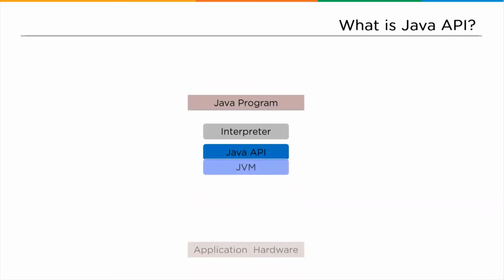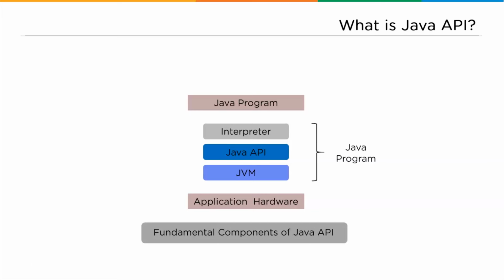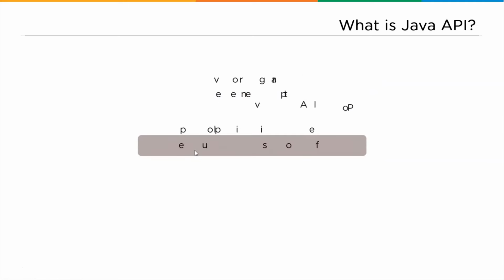On my screen, you can see a pictorial representation of the Java API's architecture. At first, we have the Java program on the topmost layer. This segment will have the user-written program in user language. Followed by that, we have the interpreter, Java's API, and the Java Virtual Machine, which are responsible for reading and compiling the Java program. At the final level, we have the application hardware, which is responsible for interacting with the Java program. So this is how the Java API's architecture looks. Now followed by this, let's dive into the next topic.